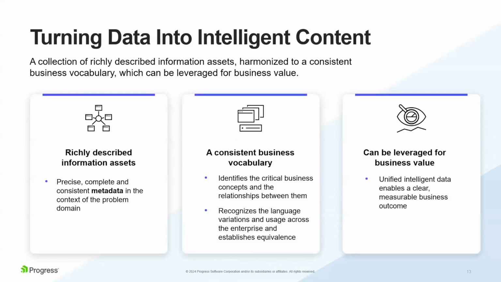Now, effectively, this content becomes self-describing. It becomes intelligent content. And intelligent content harmonizes the data. The data is describing itself. It can be used by different teams. It can be used across the organization. And this really is all about placing data into context.